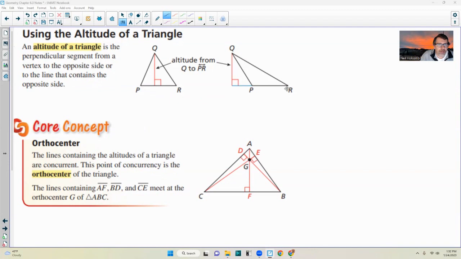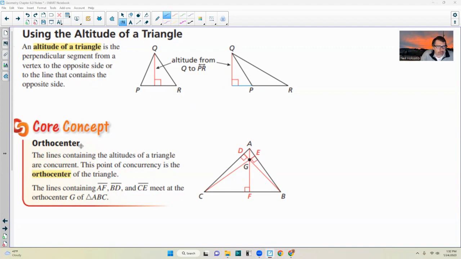But if you have an altitude coming from like this, and this is an obtuse triangle, your altitude would end up being outside the triangle, but the height is still going to be a perpendicular distance from the vertex down to the base. So an altitude of a triangle is the perpendicular segment from a vertex to the opposite side or to the line that contains the opposite side. So here's your vertex, draw a line straight down to the opposite side, or if you draw a line straight down to a line that contains the opposite side, you have to extend that line out.